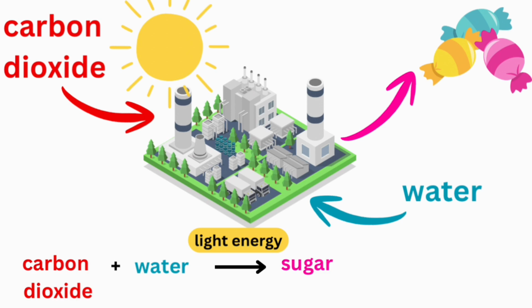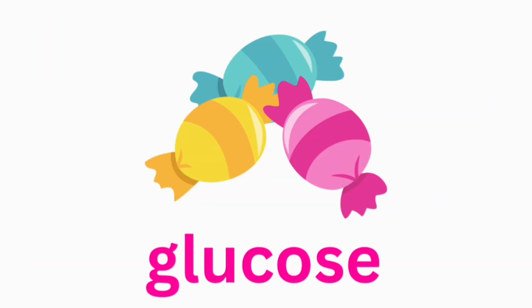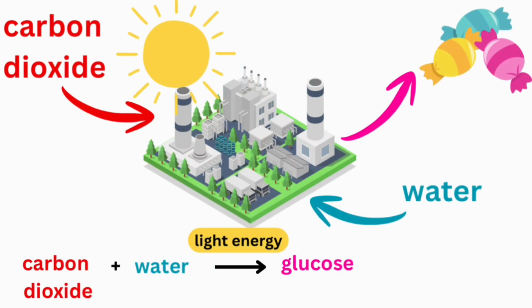The factory carries out the reaction, joining carbon dioxide and water together to make sugar. So we write sugar after the arrow. The scientific name for the type of sugar that's produced is actually glucose. So let's write glucose instead of sugar in our word equation.